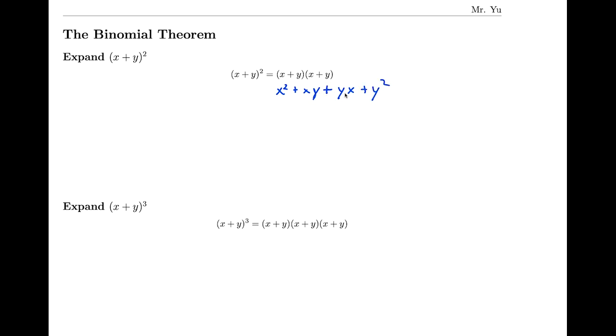Okay, so xy and yx are the same result because of the commutative property of multiplication. So we have x² + 2xy, and then we have y². Okay, let's expand (x + y)³. So we have (x + y) times (x + y)², which we already have up there: (x + y) times (x² + 2xy + y²).